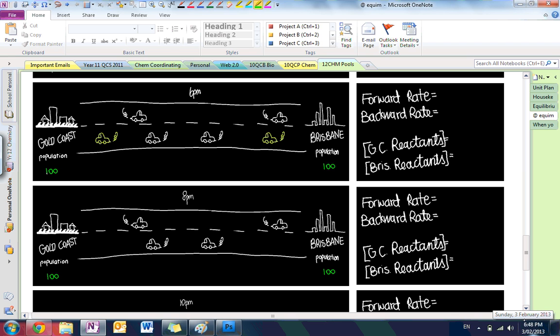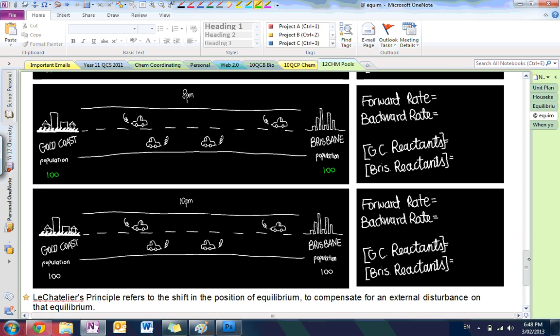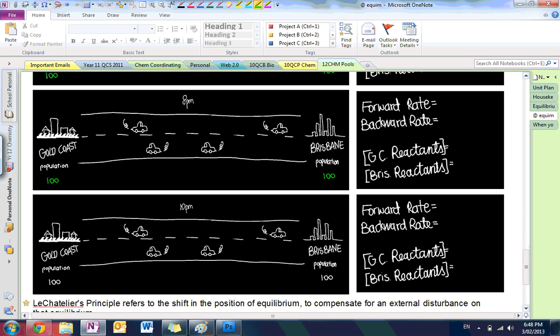The value of the populations or of the concentration isn't actually important when you are looking at equilibrium. The rate of the two different directions is what is important for equilibrium. Okay, and then going down to 10 p.m., you can see that there's no more traffic issues.